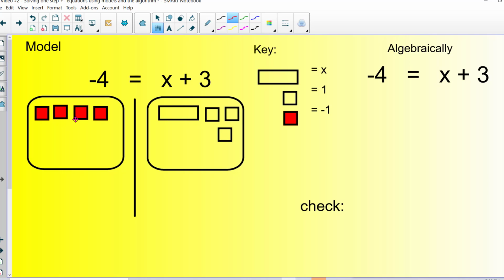Negative 4 is on the left side, and x plus 3, here's our x plus 3, is on the right side. Again, we still want to isolate the variable and get the variable by itself. So what's on the same side as the variable? Plus 3. How am I going to get rid of the positive 3? I'm going to add negative 3, or you could think of it as subtracting 3. Right? But, oops, I added 3 negatives on one side. What do I have to do to the other? Same thing. Add negative 3 to the other side.